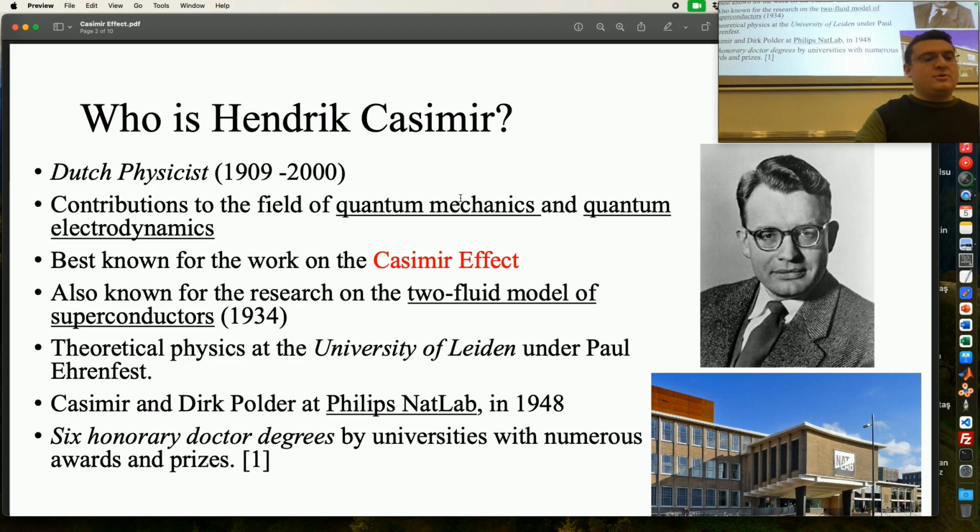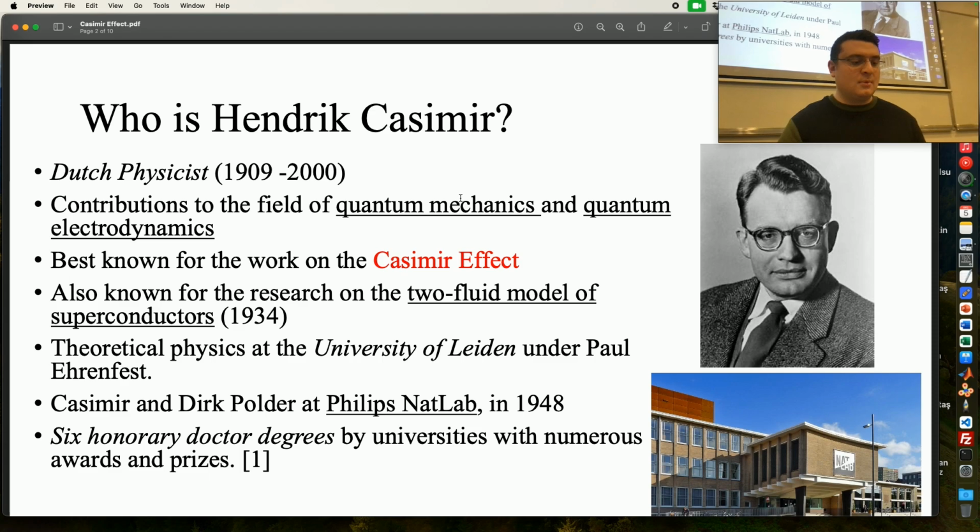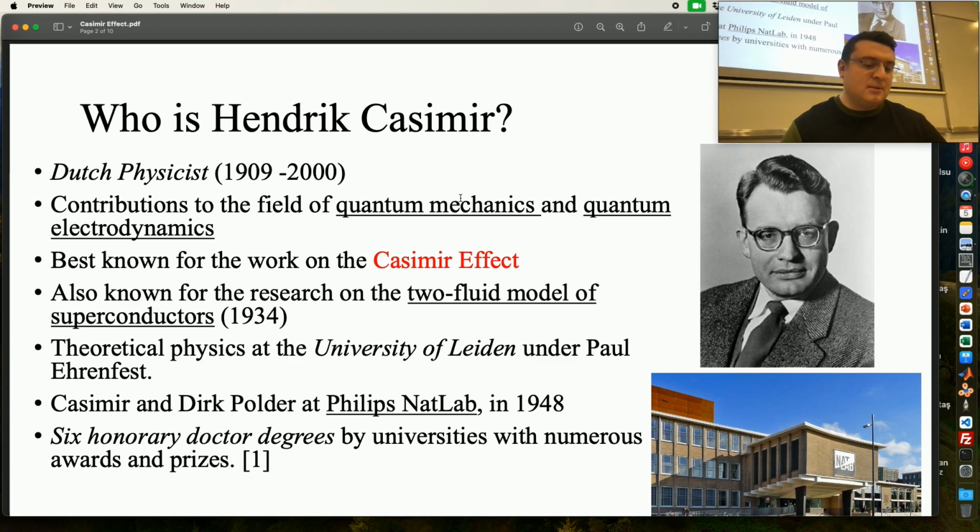First, I want to talk about who Henry Casimir is. Henry Casimir was a Dutch physicist who made significant contributions to the field of quantum mechanics and quantum electrodynamics. He is best known for his work on the Casimir effect, which describes the attractive force between two uncharged plates in a vacuum due to quantum fluctuations of the electromagnetic field.